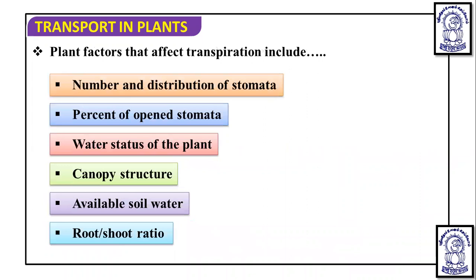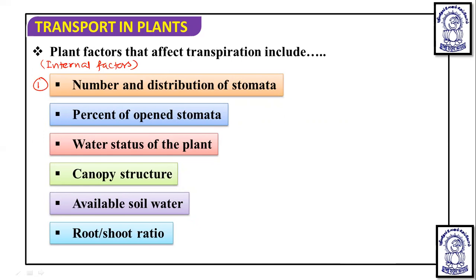That was the external factors. Now which internal factors affect the rate of transpiration? Plant factors, or internal factors that affect transpiration, include first the number and distribution of stomata. If more stomata are there, then the rate of transpiration will obviously increase.